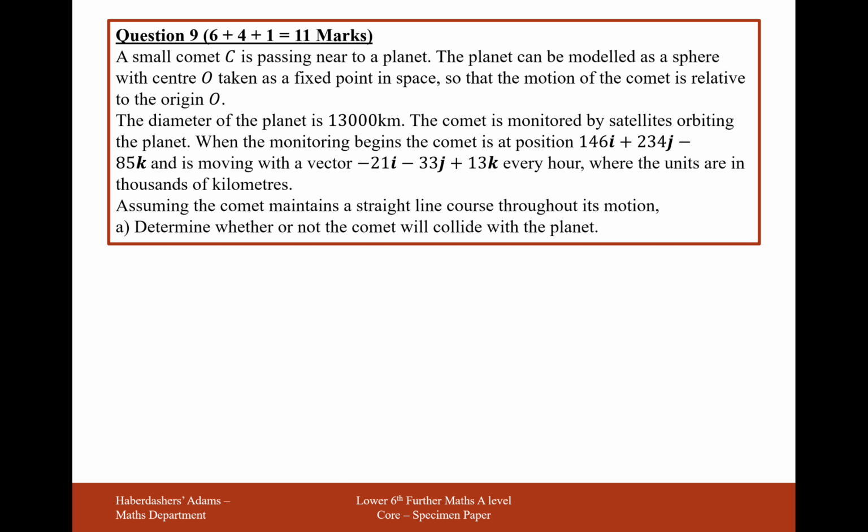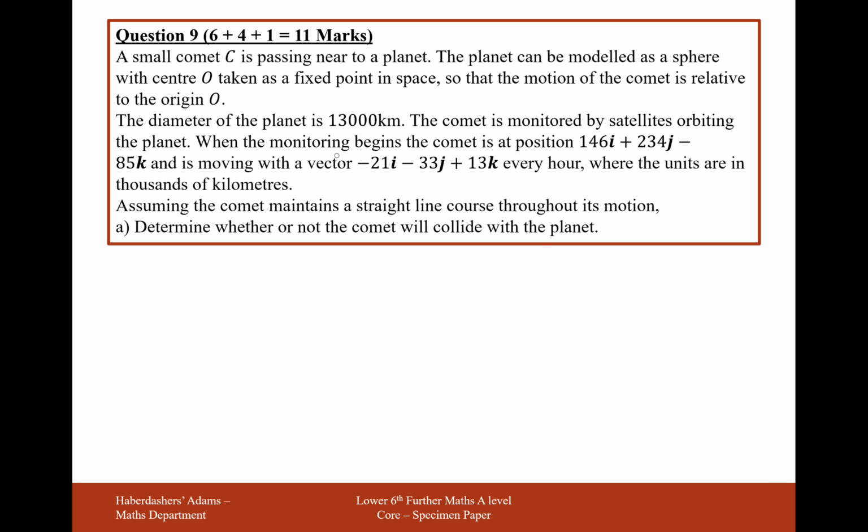A small comet C is passing near to a planet. The planet can be modelled as a sphere with centre O taken from a fixed point in space, so that the motion of the comet is relative to the origin O. The diameter of the planet is 13,000 kilometres. The comet is monitored by a satellite orbiting the planet.